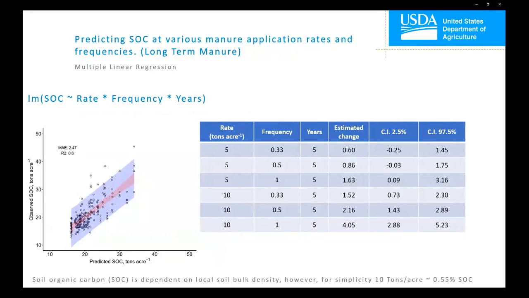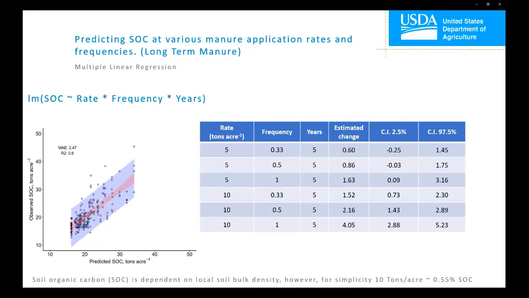Here, the objective was to obtain a prediction equation for soil organic carbon levels or estimated change based on manure application rate, application frequency, and years in the system. This was achieved using multiple linear regression fitting rate, frequency, and years as continuous effects. Although the multiple linear regression method has flaws for this type of data, it allows us to make inferences on the average effective treatments that we did not necessarily test.